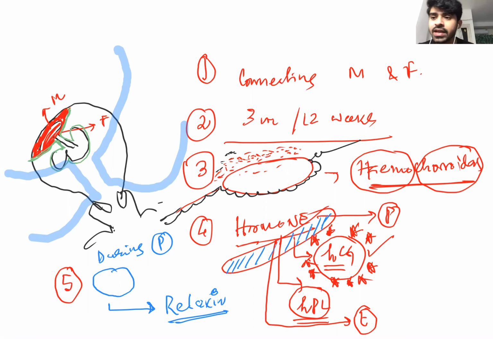Second is that, can you tell me, this is not directly related to the MCQs from the placenta, but it is mentioned in NCERT. That's why I think you should know it well. Can you name some hormone which is increased physiologically?